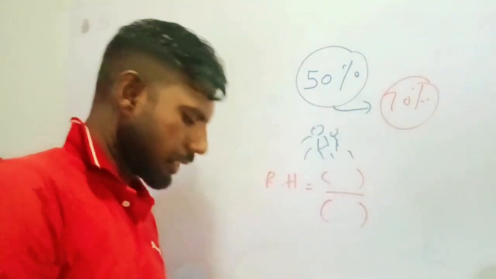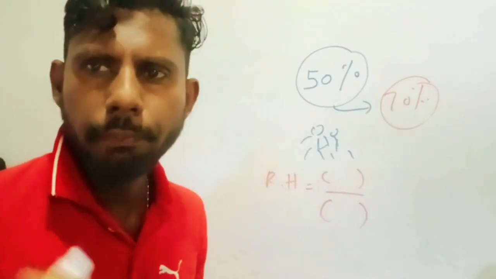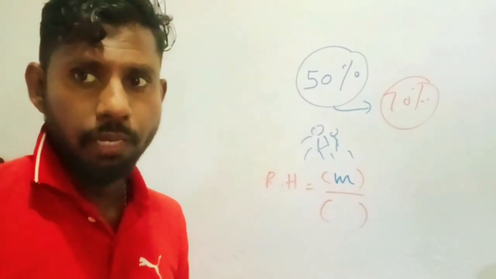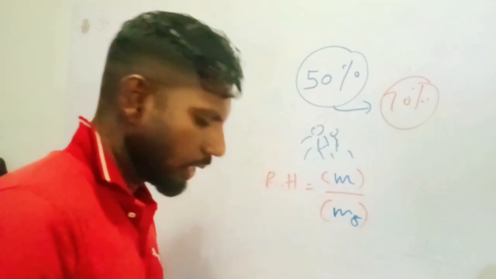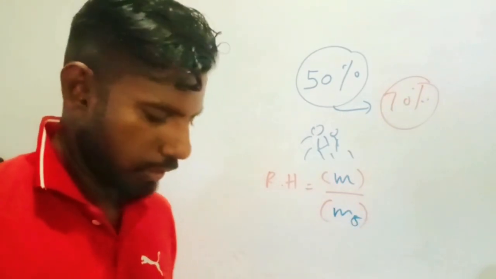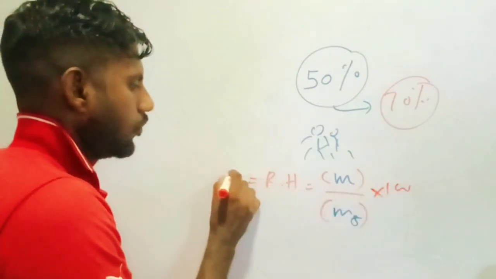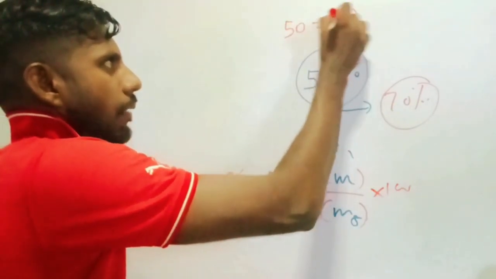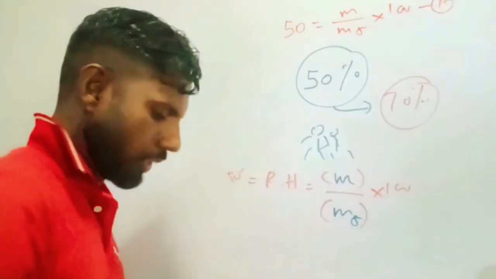So 50% relative humidity is the amount of water vapor present now, M, divided by the amount of water vapor when it is saturated, MS. One thing we know, the temperature is not changed. Remember that. Multiplied by 100, so we are getting 50. Let's write it here again: 50 equals M over MS into 100, our first equation.